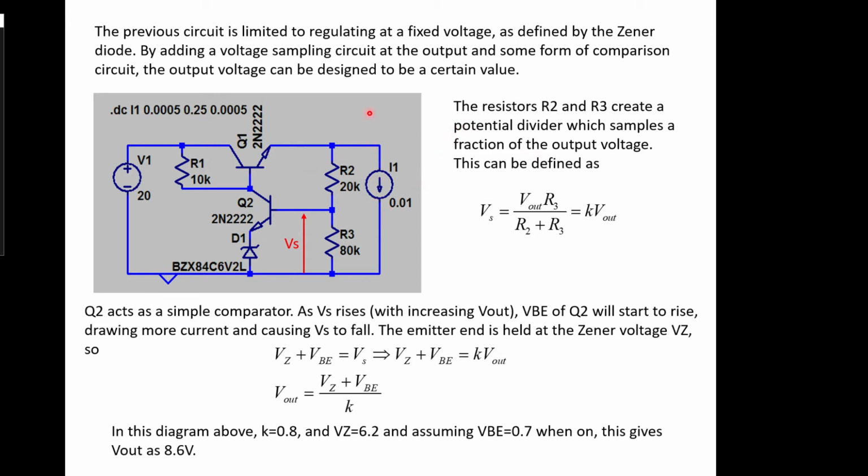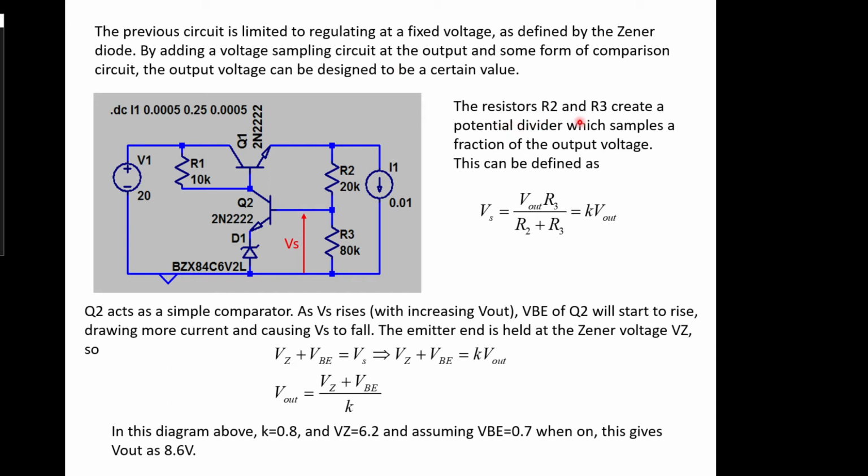So what we can do is sample the output voltage at any point, really, at any level, and use that to match the input to our Zener diode. So we've made a little comparator here in some ways. We sample it by putting a potential divider on the output, and then we can obviously change the value of this potential divider to give us any fraction of the output voltage we're interested in.